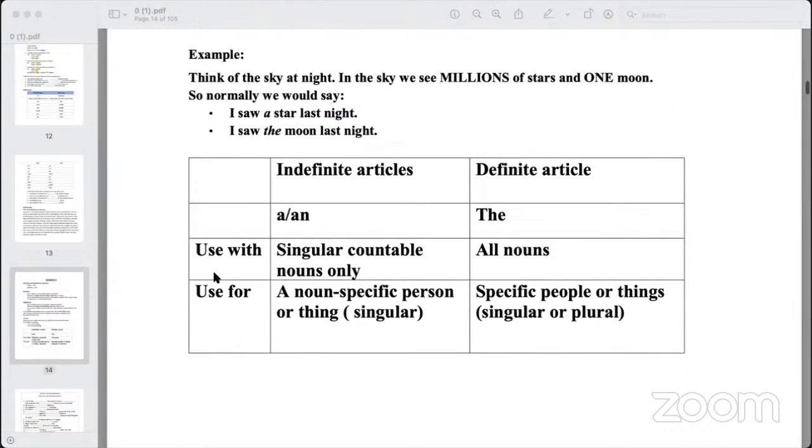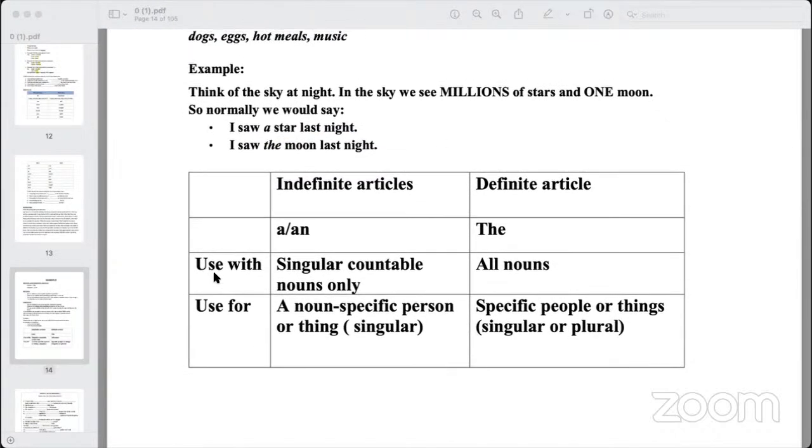And then you've got singular countable nouns only. So indefinite only works with singular countable nouns, and a noun that is specific or a thing. So you have to remember what singular nouns are, and the definite article talks about all nouns in general. So don't forget what a noun is. A noun is a person, a place, or a thing.